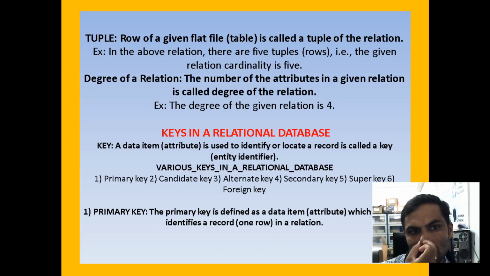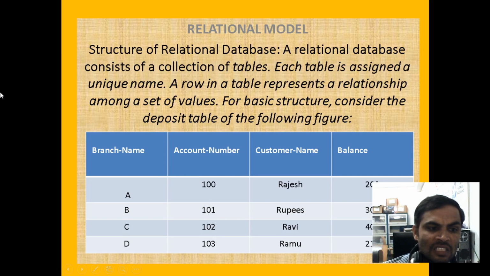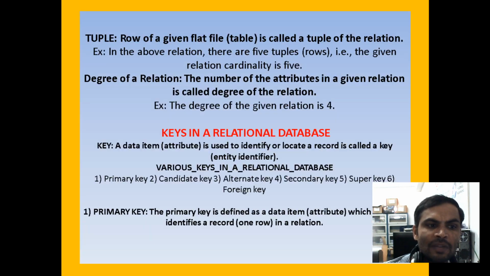Now coming to the tuple. The row is what we call a tuple. A row of a given flat-value table we call a tuple. According to the industry, the term used is record or field, but according to the DBMS we call it a tuple of the relation.